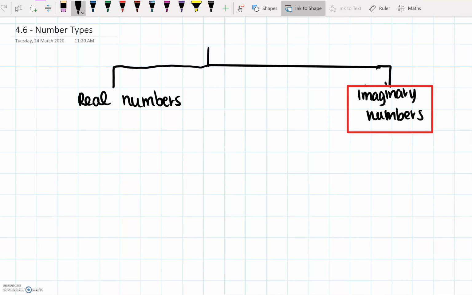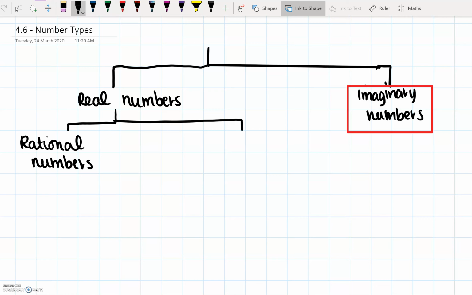But within real numbers, we have two number types. We have what we call rational numbers and what we call irrational numbers. These are the next two types of numbers.